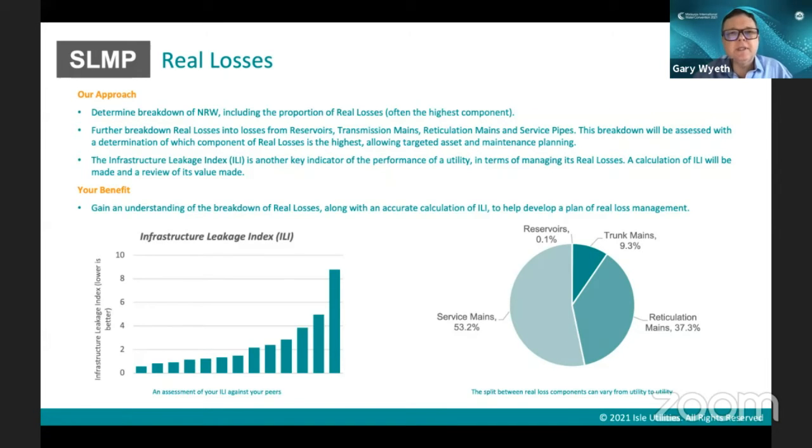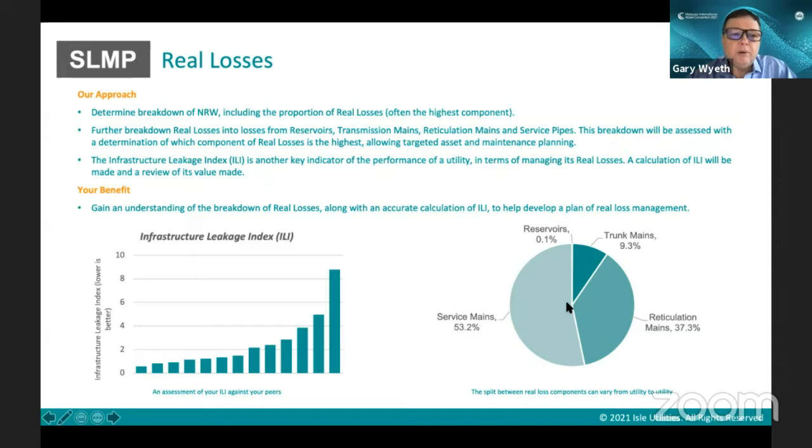And often this is done by records from leak reports. So if you have a leak report database, it should give you information such as whether the leak was on a main or if it was on a service pipe. Based on that percentage and information, you can then work out what the split is between service mains and reticulation. As you can see, this is the one I was talking about before, which is a utility we developed an SLMP for. And you can see that the majority of the leaks is on the service mains.